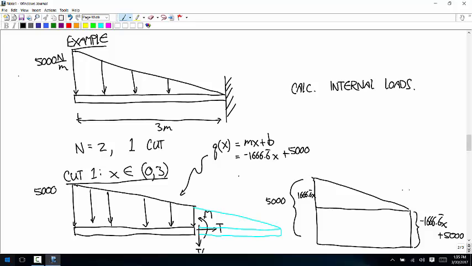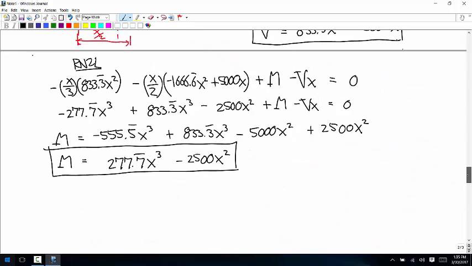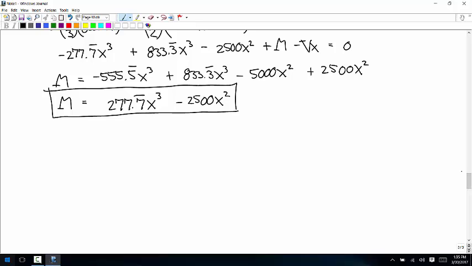So the next thing I want to talk about, the last thing having to do with internal loads, is internal loads and structures.